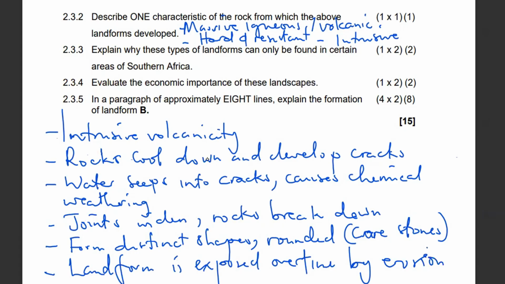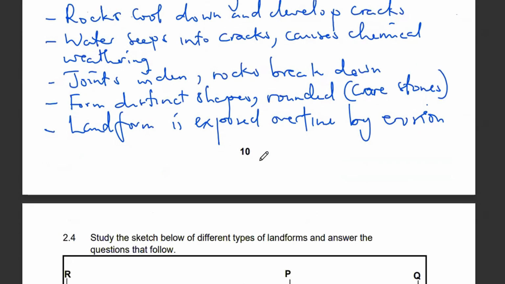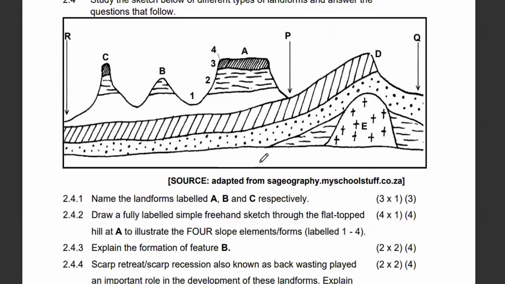Starting from volcanicity, the cooling process of the rocks inside the Earth's crust results in formation of cracks, and those cracks are going to be affected by the water which seeps in. As the water seeps in those cracks, it causes chemical weathering. Because of chemical weathering, the cracks or the joints widen, further breaking the rocks. And the rocks will gradually form into distinct shapes, mostly rounded shapes, which we call the core stones. And apparently the landform is exposed by erosional processes. Right, moving on to the next question.